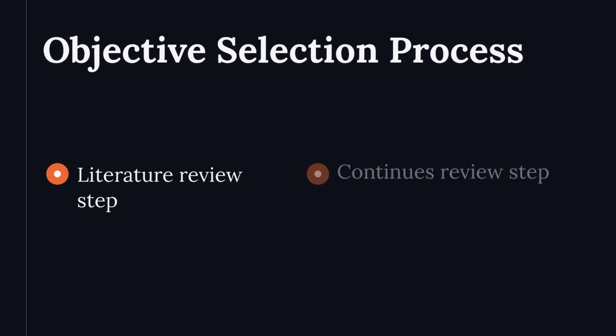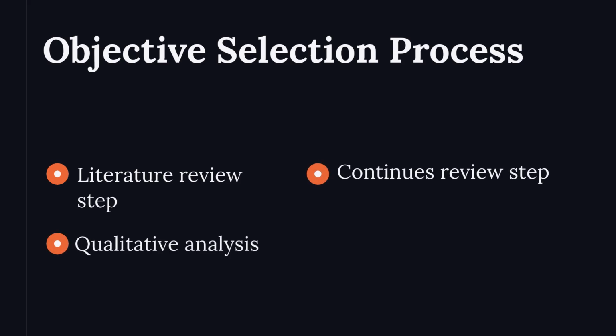Choosing objectives involves literature review and analysis. Objective 1 involves literature review. Objective 2 continues literature review. Objective 3 involves quantitative or qualitative analysis. Objective 4 focuses on research findings.